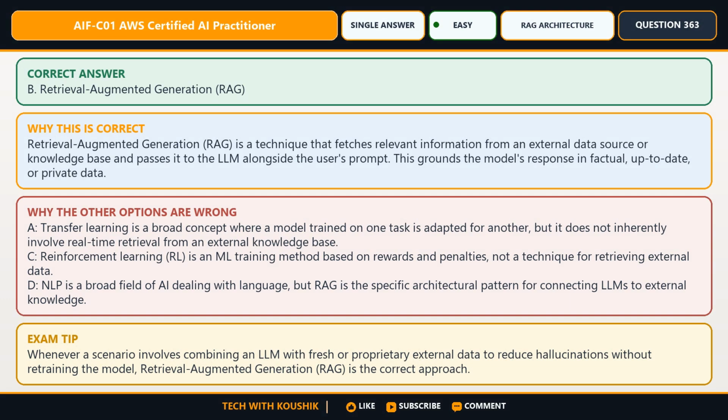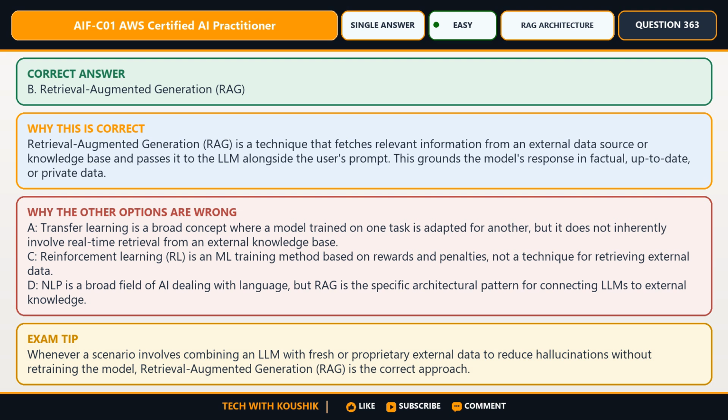After elimination, select B. Retrieval augmented generation, RAG. Here is the reasoning that confirms the answer. Retrieval augmented generation, RAG, is a technique that fetches relevant information from an external data source or knowledge base and passes it to the LLM alongside the user's prompt. This grounds the model's response in factual, up-to-date, or private data.